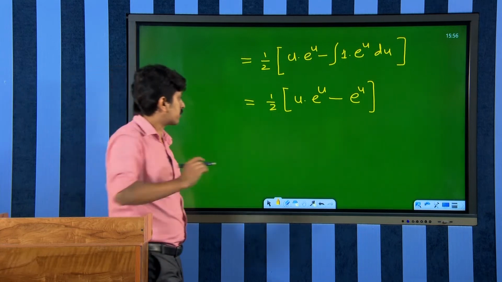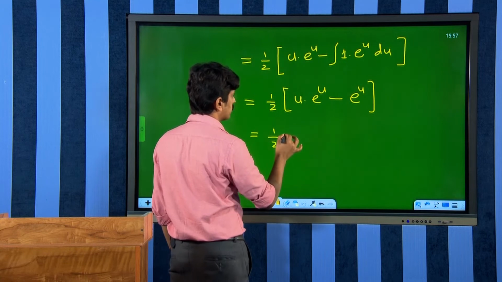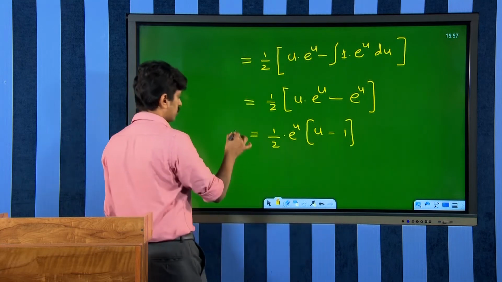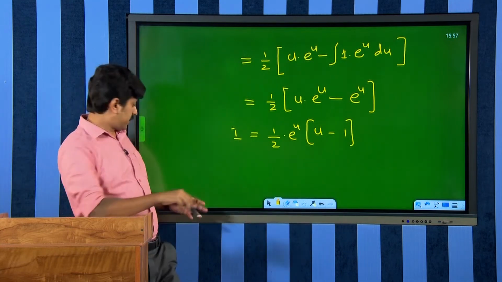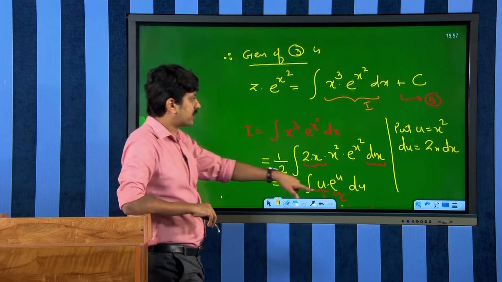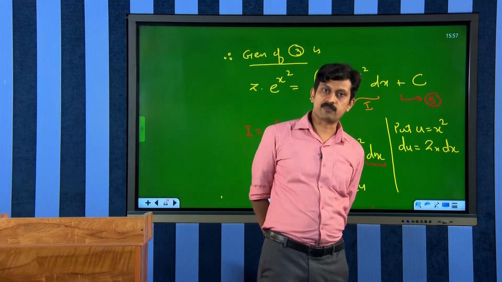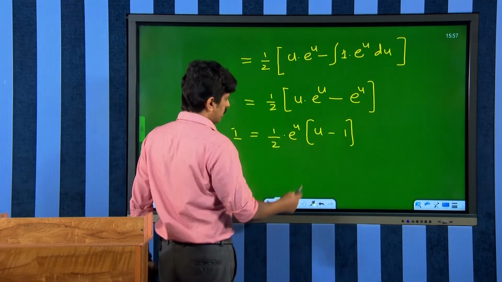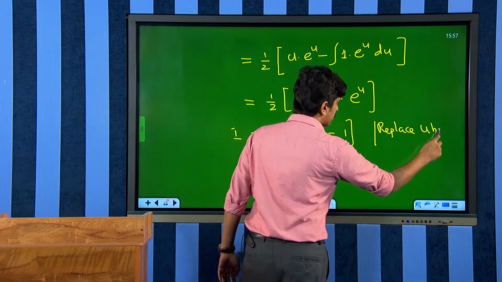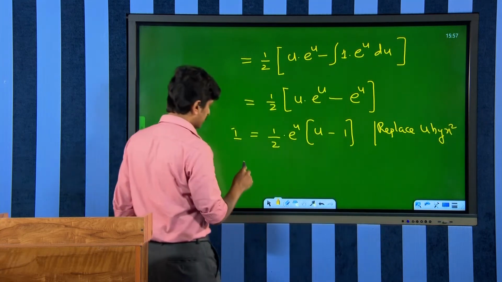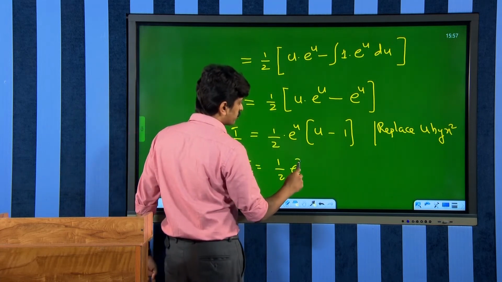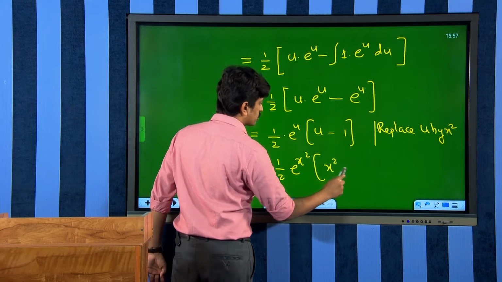Okay, e raised to u is common. So, we can take that out: 1 by 2 into e raised to u, and we have here u minus 1. So, this is our I. Now, dear students, we substituted u as x squared, so we can replace u by x squared. Therefore, I is equal to 1 by 2 e raised to x squared into x squared minus 1.